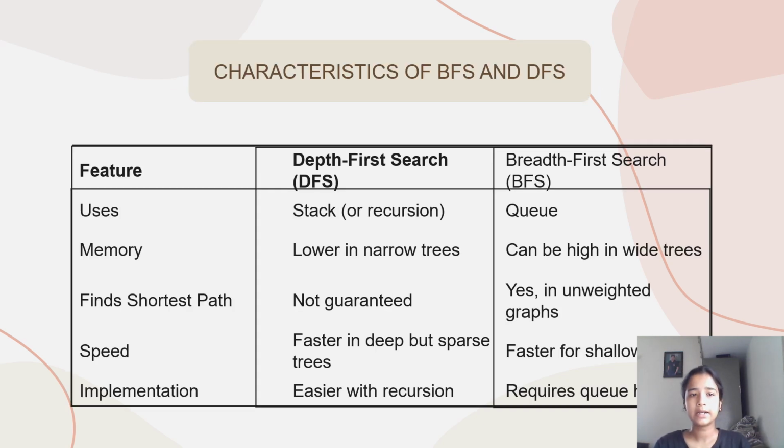Characteristics of BFS and DFS. Uses: DFS uses a stack, whereas BFS uses a queue. DFS suits narrow, deep trees, and BFS can suit wide trees. The shortest path cannot be guaranteed in DFS traversal, whereas the main virtue of BFS is to find the shortest path. DFS is faster in deep but sparse trees, but BFS is faster for shallow trees. And in implementation, DFS is easier with recursion, whereas breadth first search, or BFS, is not.